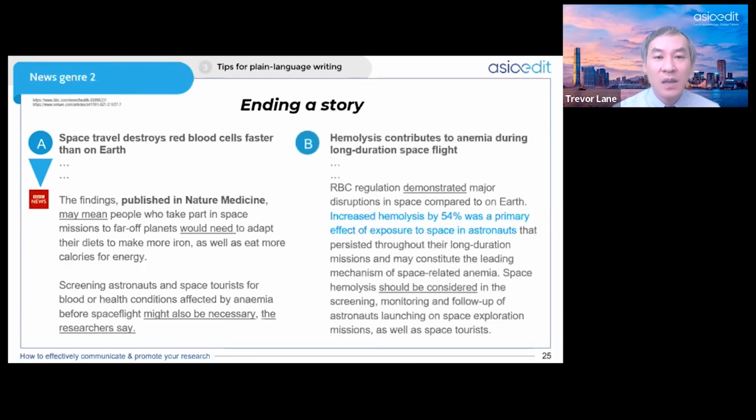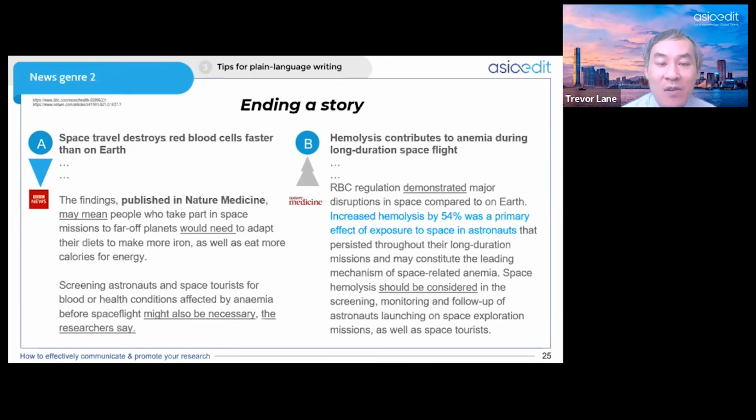So what did the Nature Medicine story do? That ended with red blood cell regulation demonstrated major disruptions. Hemolysis was increased by 54%. So they've put that conclusion, the same information, but they put it at the end. So now they've used the pyramid method, and then they've made it very precise and definite. So their recommendation is this should be considered. So they're saying should be considered, but the news is making it more tentative, saying, oh, it might be necessary. So different styles, different modality, and conclusion is at the end.